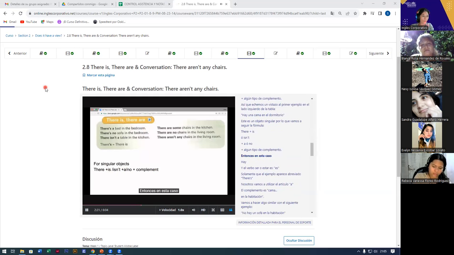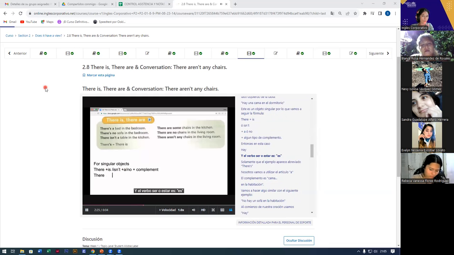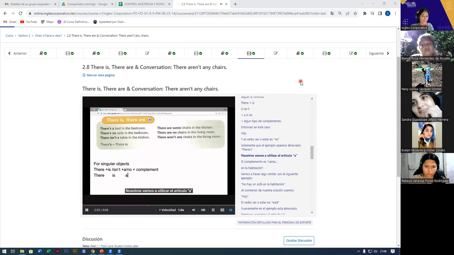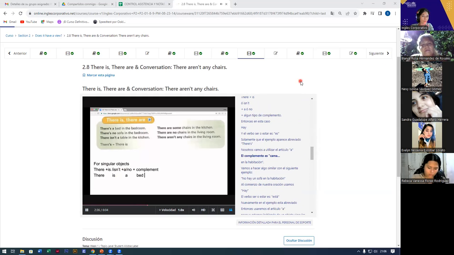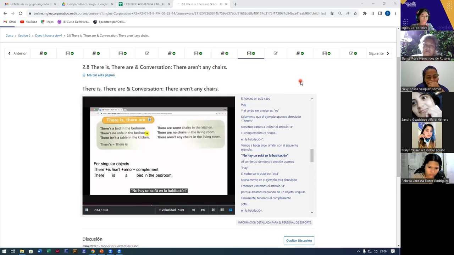So in this case, we use there, then the verb to be is. In the example it is contracted, as you can see, there's. We will use the article a. The complement is bed, in the bedroom. We're going to do something similar with the next example. There's no sofa in the bedroom.